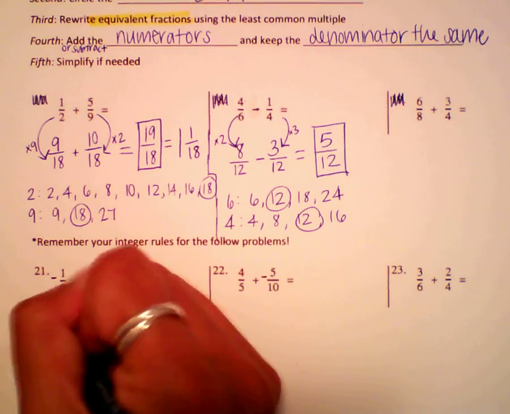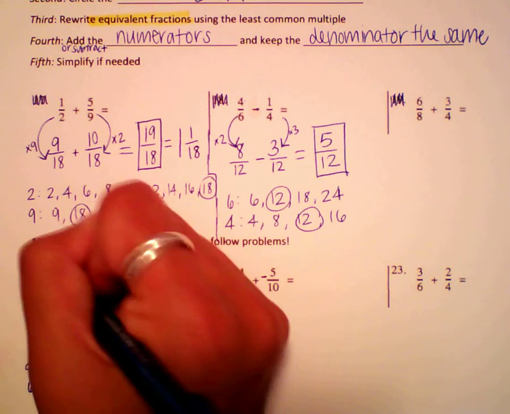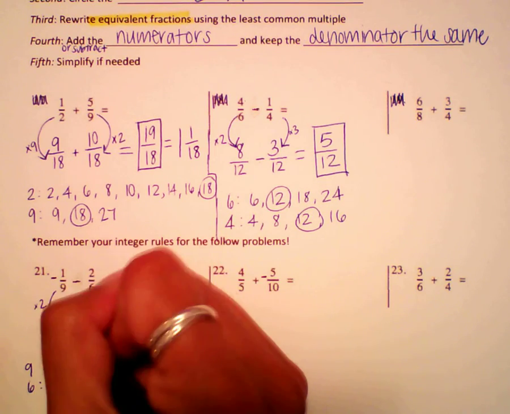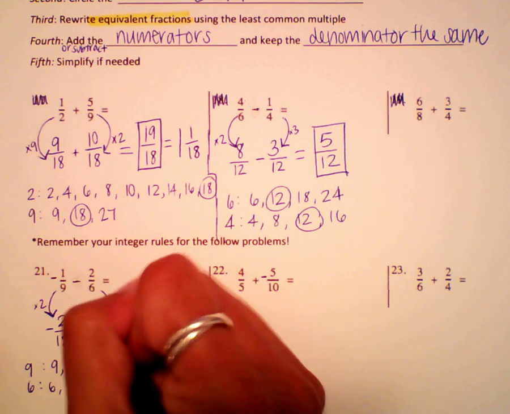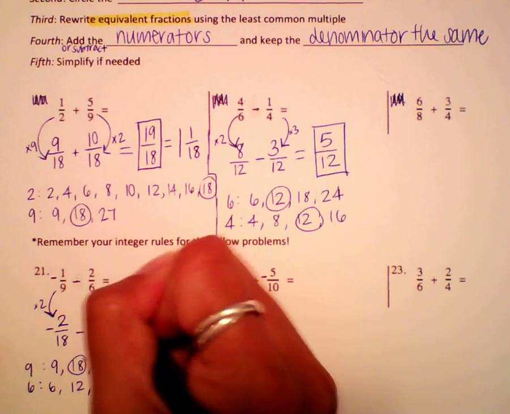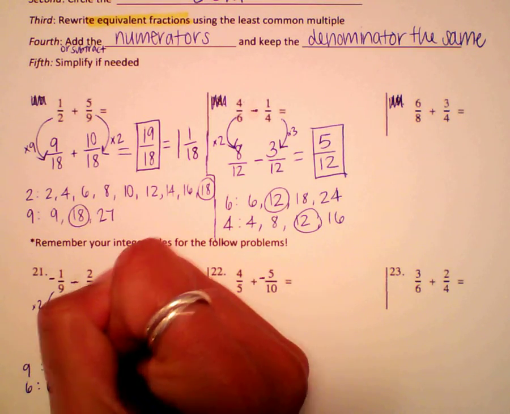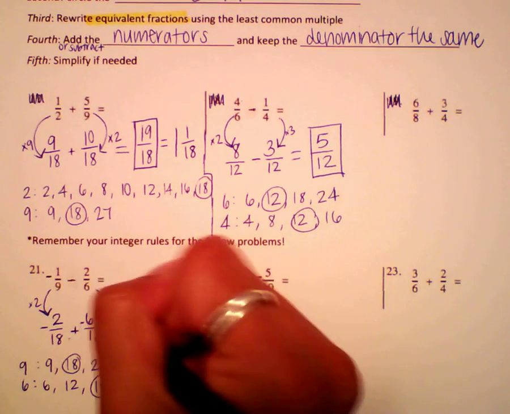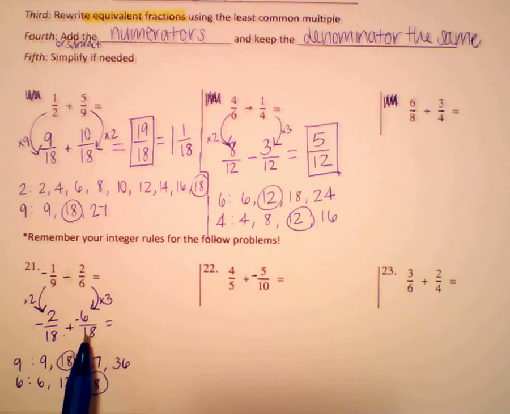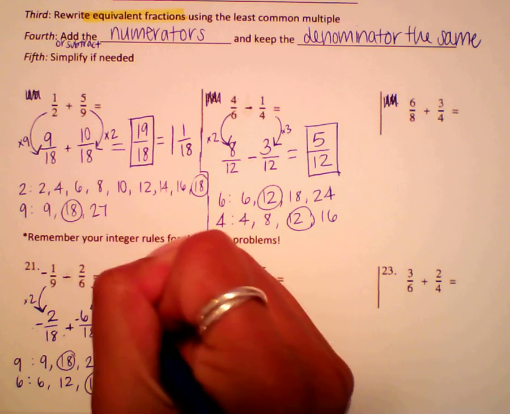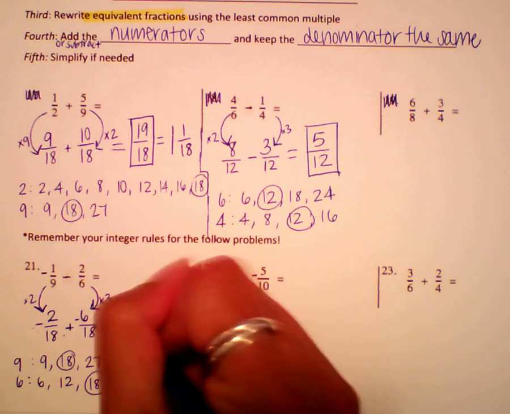So I've got negative, well, 9 times 2 is 18. 1 times 2 is 2. Minus, 6 times 3 is 18. 2 times 3 is 6. Now keep in mind that when we subtract, it's kind of the same thing as adding a negative, okay? When I'm adding two negatives, I'm just adding them together. Negative 2 plus negative 6 is negative 8. Keep the denominator the same.